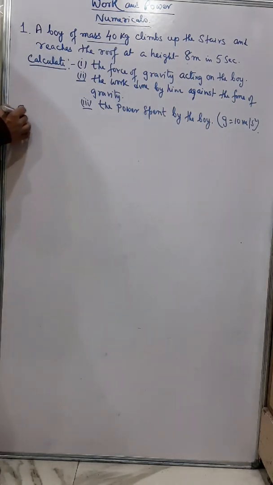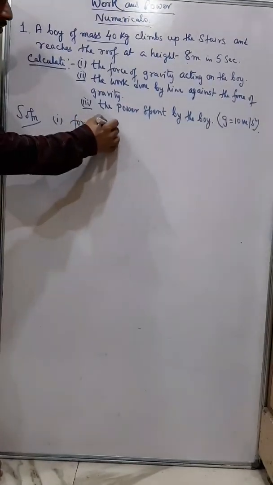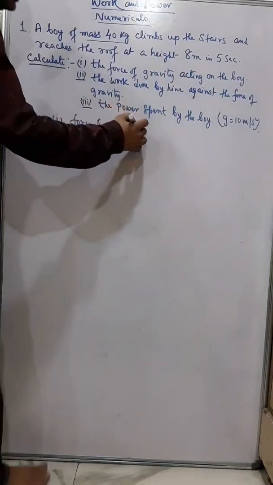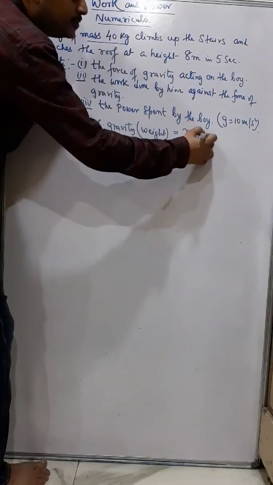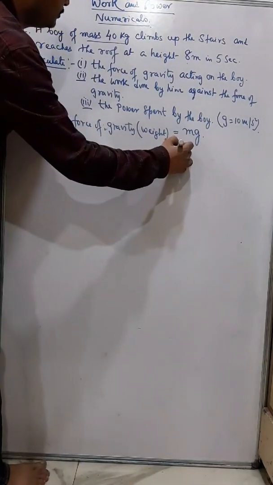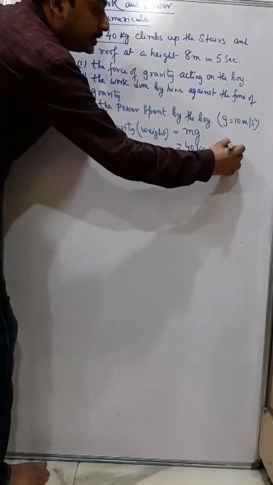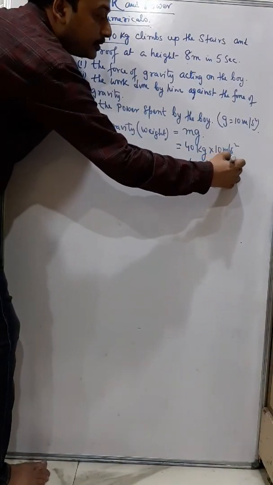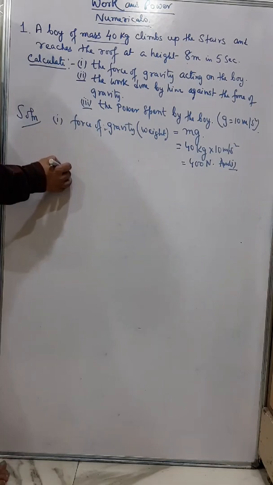Now you know, for the force of gravity, actually force of gravity acting on a body means weight of the body, and you should know that weight of the body means m into g. So we'll simply do m into g, we'll get that. So 40 kg into 10 meter per second square, so it is 400 Newton.